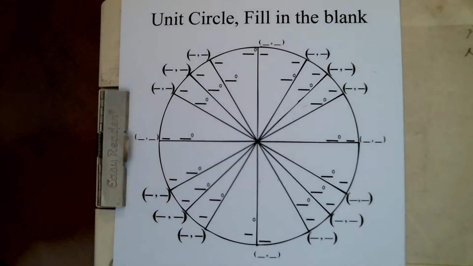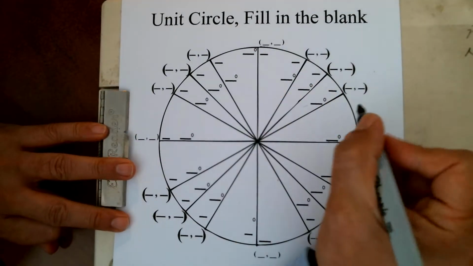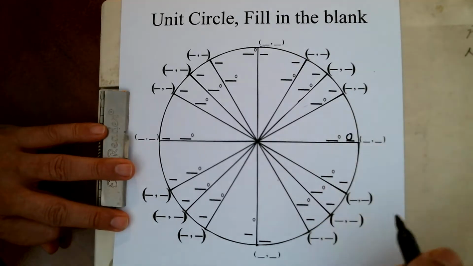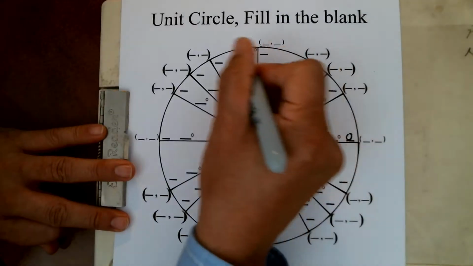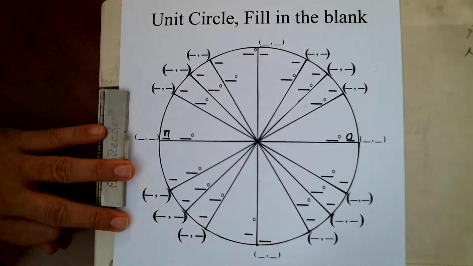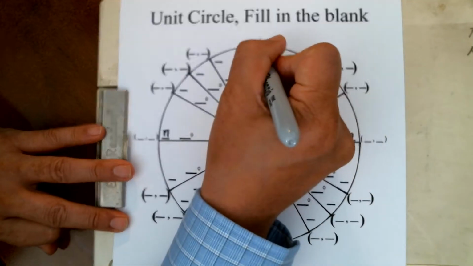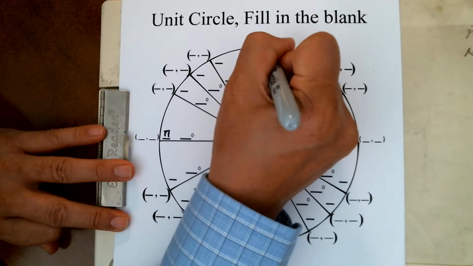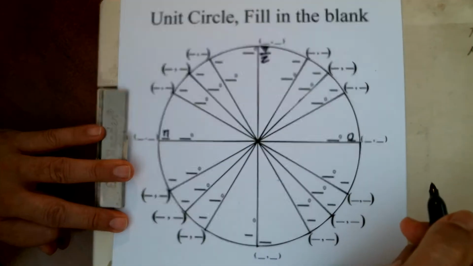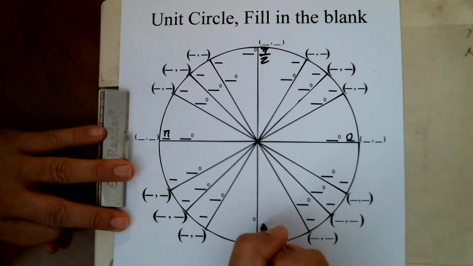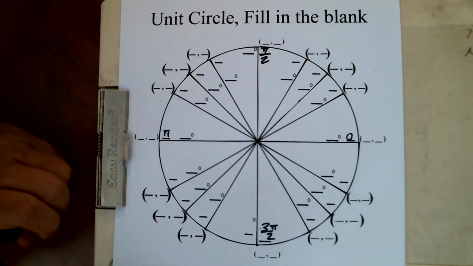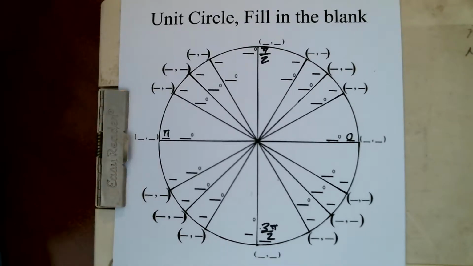We know a couple of things. Here's 0 degrees, 0 radians as well. Full circle is also 2 pi. Half of 2 pi is pi. Half of that is going to be pi over 2. And over here, it's going to be 3 pi over 2. Okay, got it? Let's go over some basic ones as well.